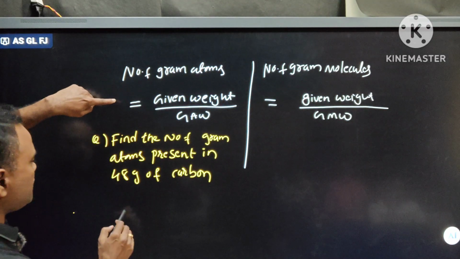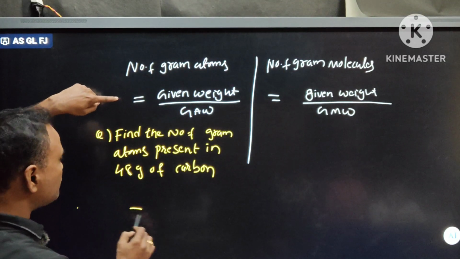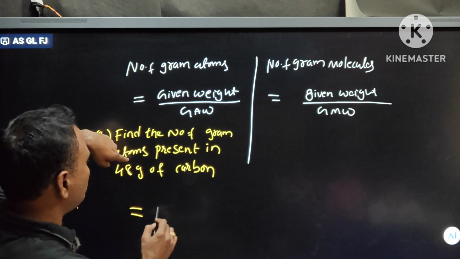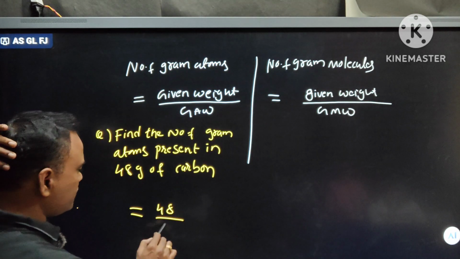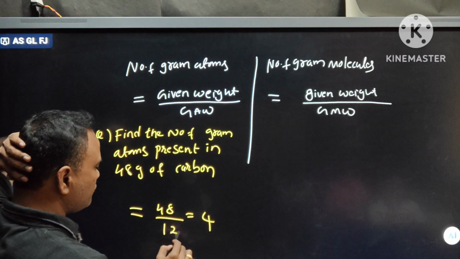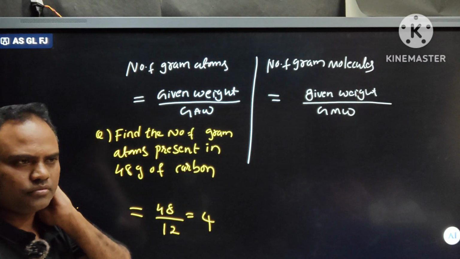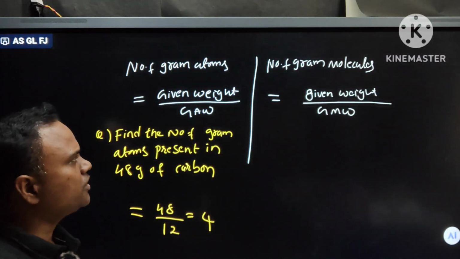What is the formula for number of gram atoms? Given weight. How much weight is given to you? By gram atomic weight. What is gram atomic weight? 12. So how many? 4. 4 gram atoms are present. Similarly, here we can frame the question.